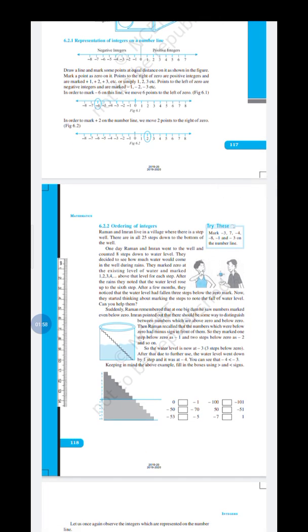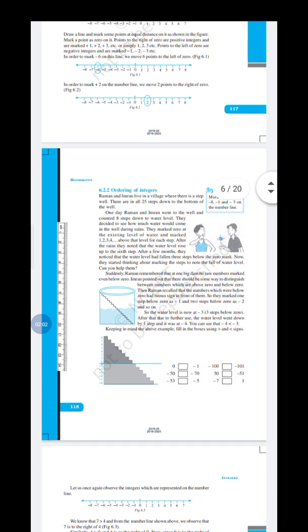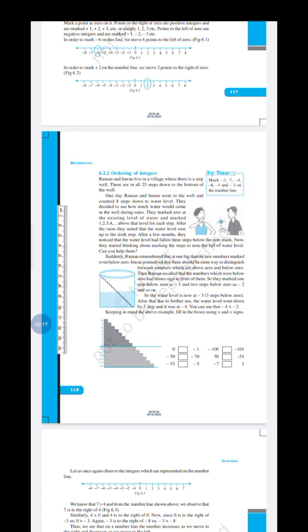Ordering of integers. So there is an ordering of integers. Let us see. Raman and Imran live in a village. There is a step well. In that well there are steps. In total there are 25 steps from the top step down to the bottom of the well.